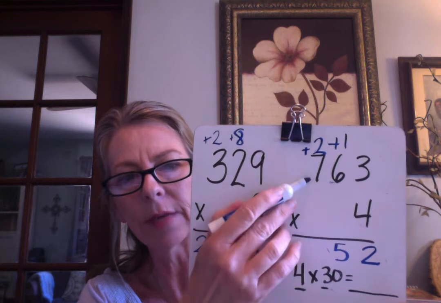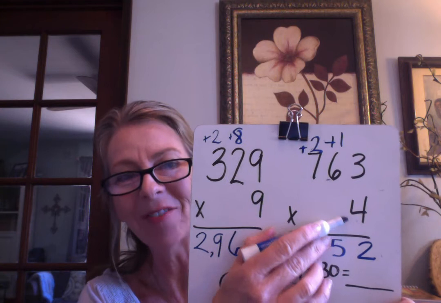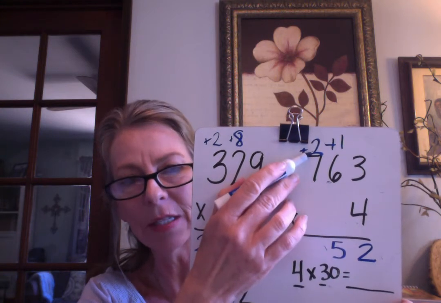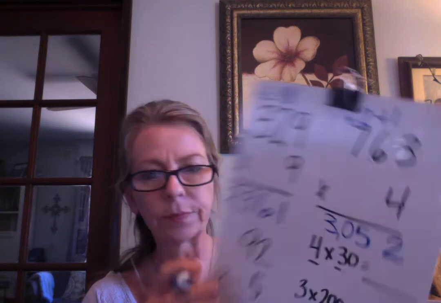So 4 times 7 hundredths is 28 hundredths plus 2 more hundreds. Okay, so we have 28 plus 2 more is 30, right? 30 hundredths, which is the same as 3,000. Okay?